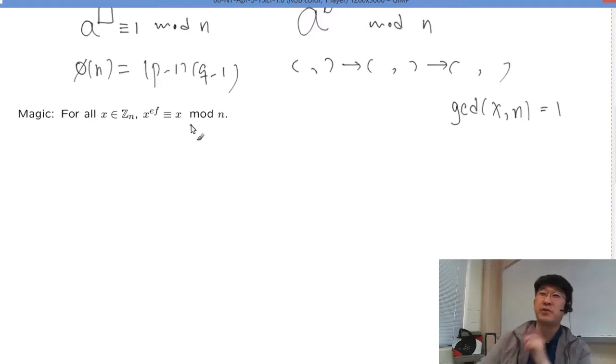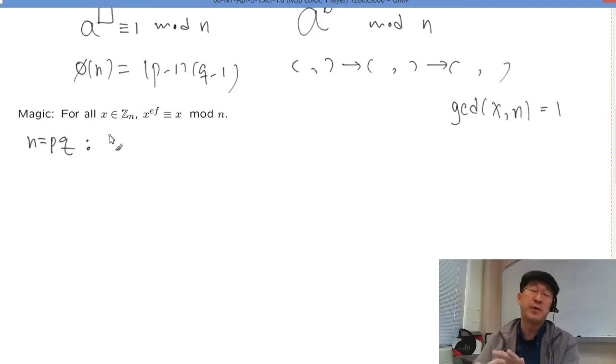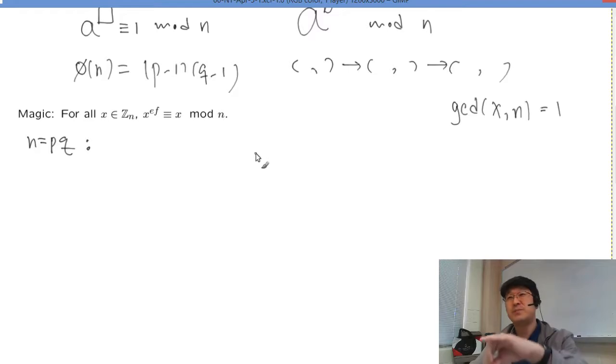So the only thing you have to consider is, what if n is p times q? If the message has a q in it, it's 0 mod q, and so it goes to 0 mod n. So 0 goes to 0. That case is easy. So what if p is in there?